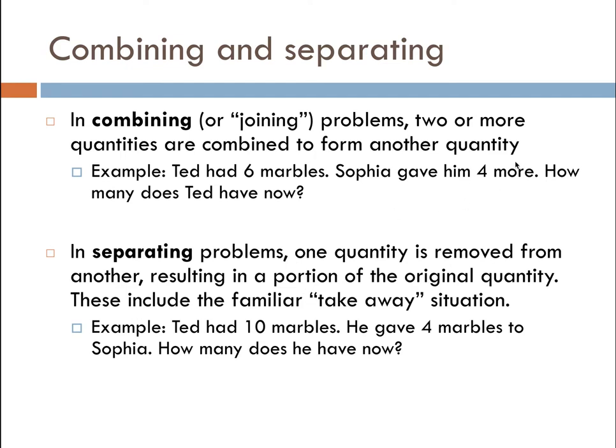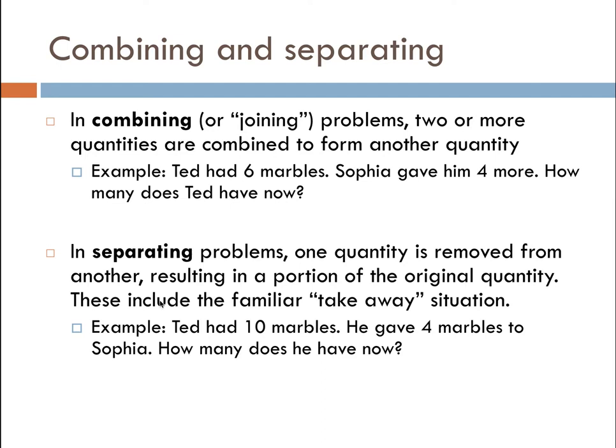Regardless of the word more, we look at the situation there. Ted had 6 marbles. Sophia gave him 4 more. So they're combining these two groups of marbles together. So we're going to count 6 and 4 together, right? So it is a combining problem.